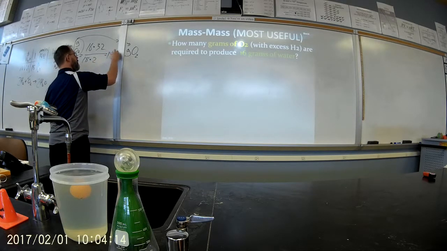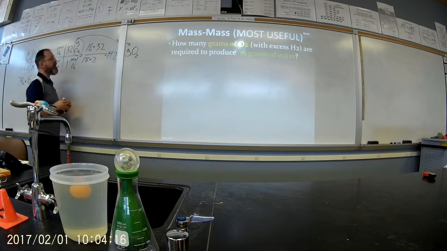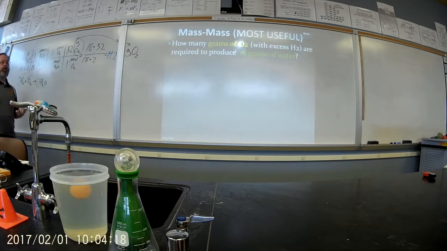14.2 sounds pretty good. 14.2 grams of O2 is how much O2 is required to make 16 grams of water with excess H2.